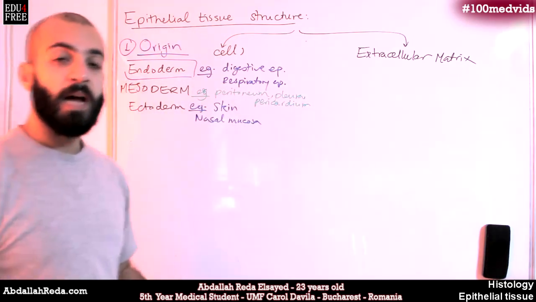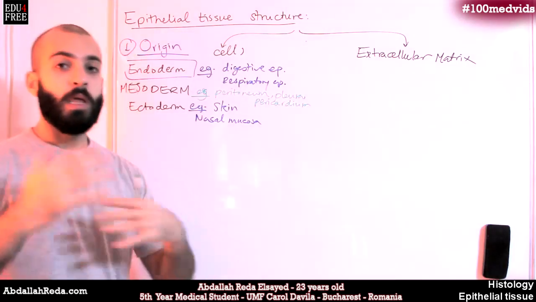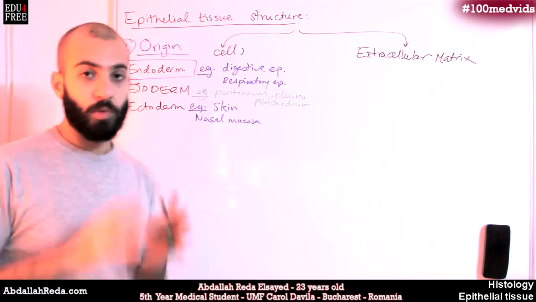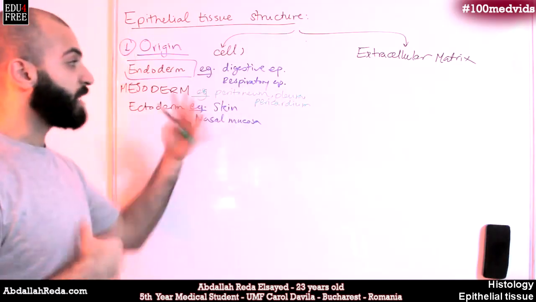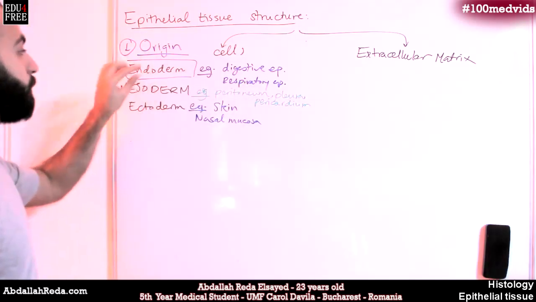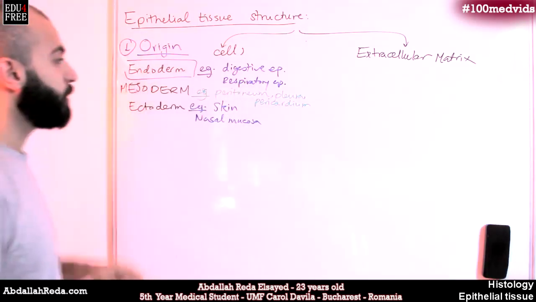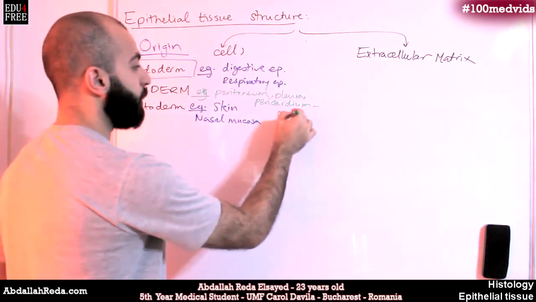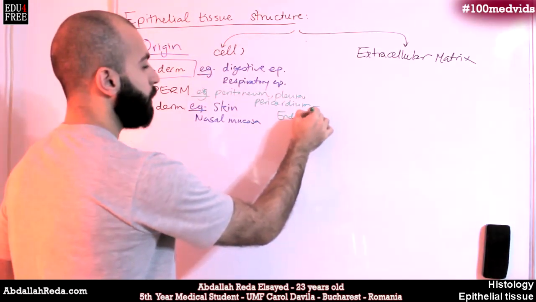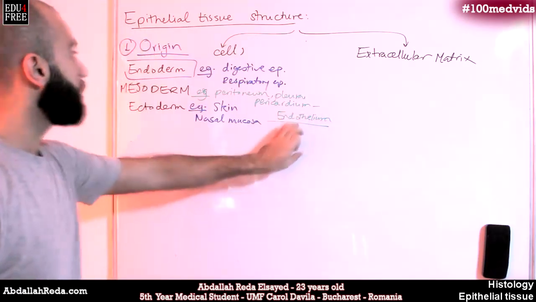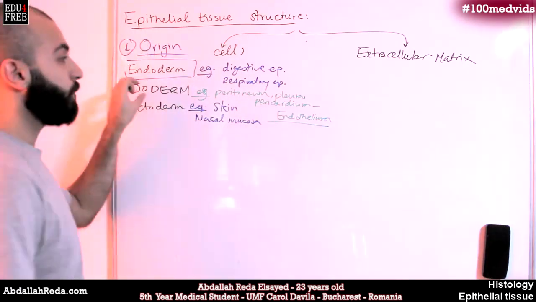Also, we have the epithelium that covers the ways of transport between the organs inside the body, so not the organs themselves. For example, the blood vessels. The epithelium that covers the blood vessels comes from the mesoderm. We call that kind of epithelium endothelium. So be careful: the endothelium doesn't come from the endoderm. The endothelium comes from the mesoderm.